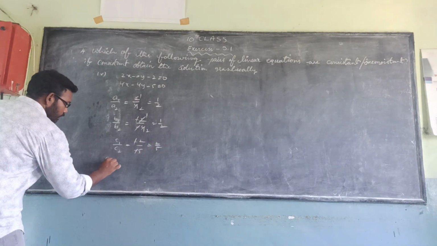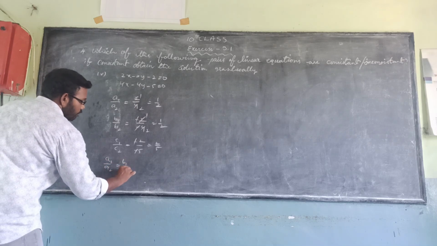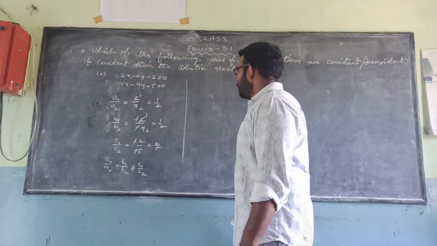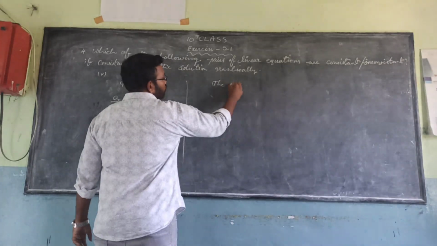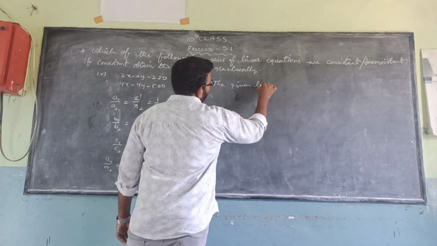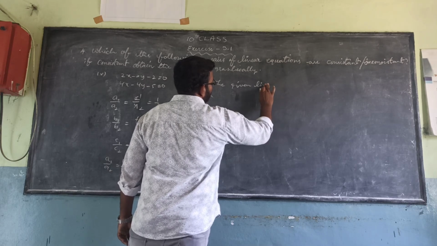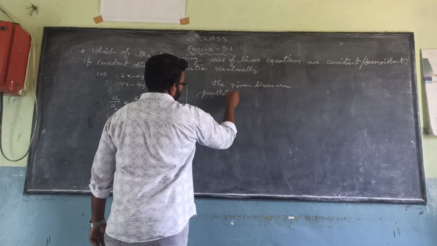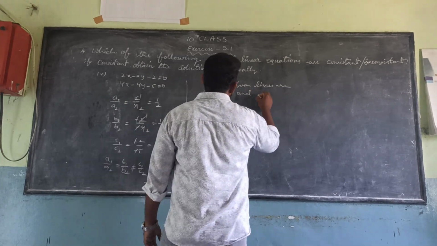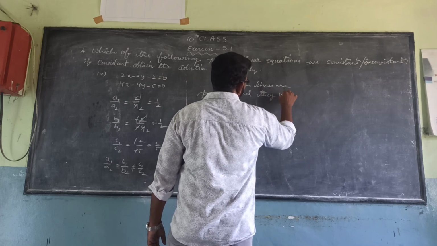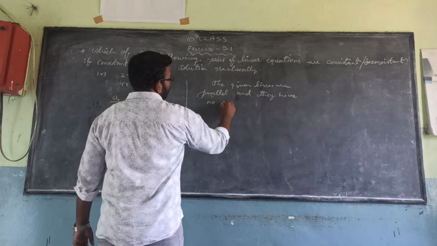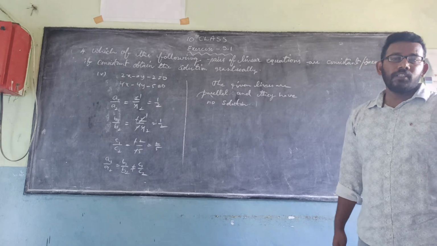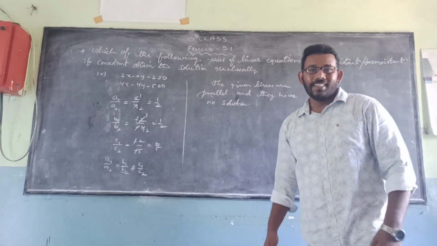So if you observe here, a1 by a2 is equal to b1 by b2 is not equal to c1 by c2. So clearly we can say that the given lines are parallel and they have no solution. So there is no requirement to represent the graphs here.